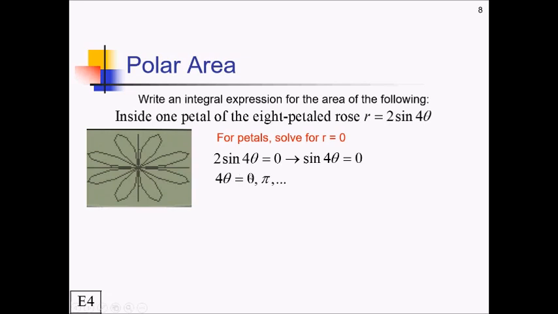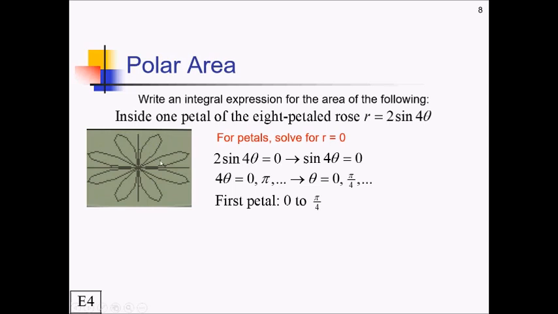So that's going to be theta equaling 0 over 4, which is just 0. Pi over 4 is, well, just pi over 4. And I guess you could keep going. You'd get pi over 2, 3 pi over 4, and so on and so forth. So now this first petal right here, we're starting at 0, and when we get to pi over 4 for the angle, that brings us back for that first petal.